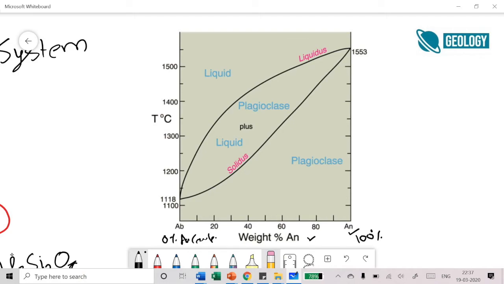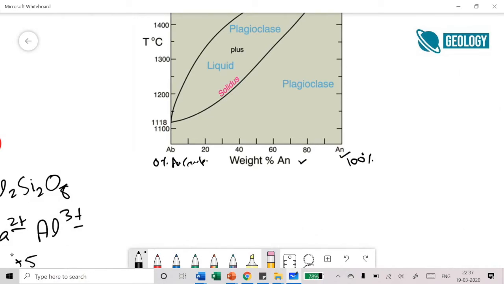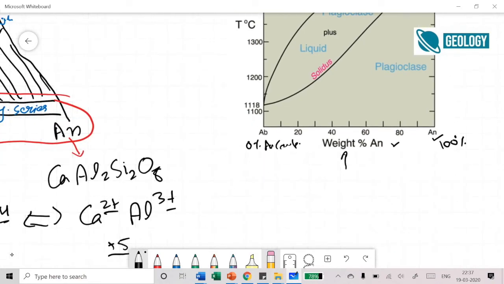So you will not write a formula NaAlSi3O8 or CaAl2Si2O8. Here some of your NaSi is replaced by Ca and Al when you go from albite to anorthite.